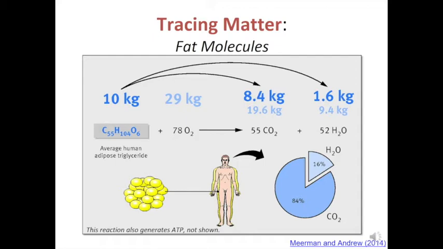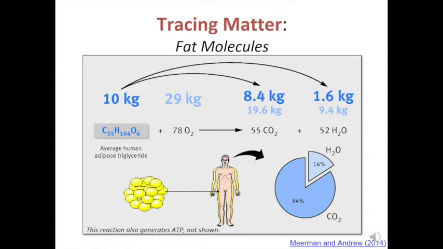And 16% of those carbon atoms were incorporated into water, so that would be 1.6 kilograms of matter from that fat expelled as water. Now keep in mind that we needed to use oxygen in order for this chemical process to take place. So to break down those 10 kilograms of fat, we used 29 kilograms of oxygen. And the matter, the atoms, were incorporated into the carbon dioxide and water that was expelled.